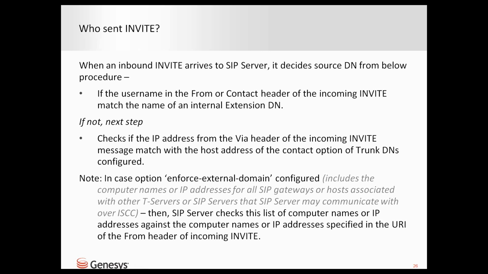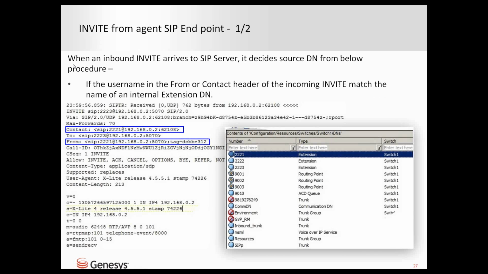Before going to the last note, let's see how it works. I received an inbound INVITE from an agent, so it decides the source DN. If the username in the From or Contact header of the incoming INVITE matches the name of an internal extension DN, now the From header has 2221, and similarly the Contact is also 2221, and it checks the configuration management database. Note that any number matches to the extension DNs. I have three extension DNs here, and of course it matches 2221.